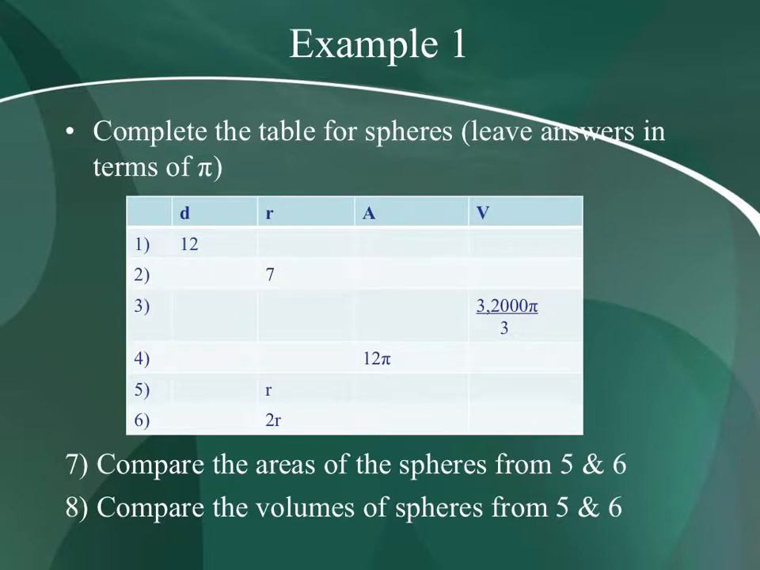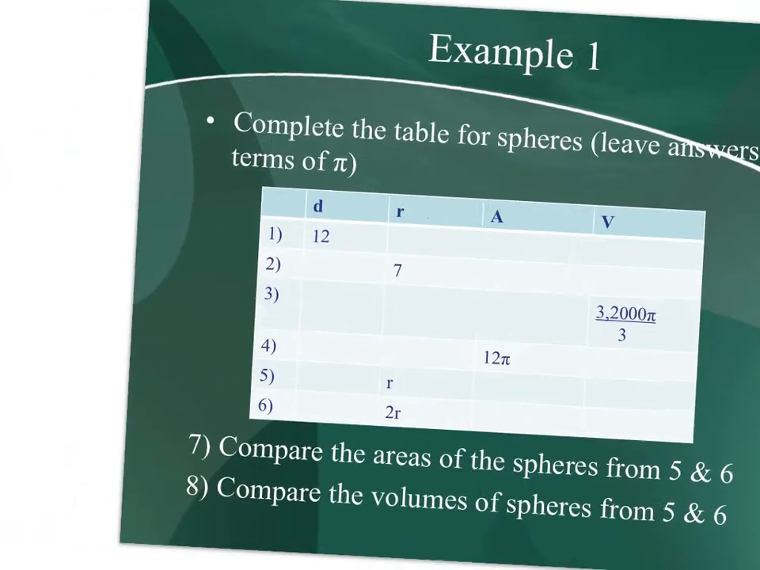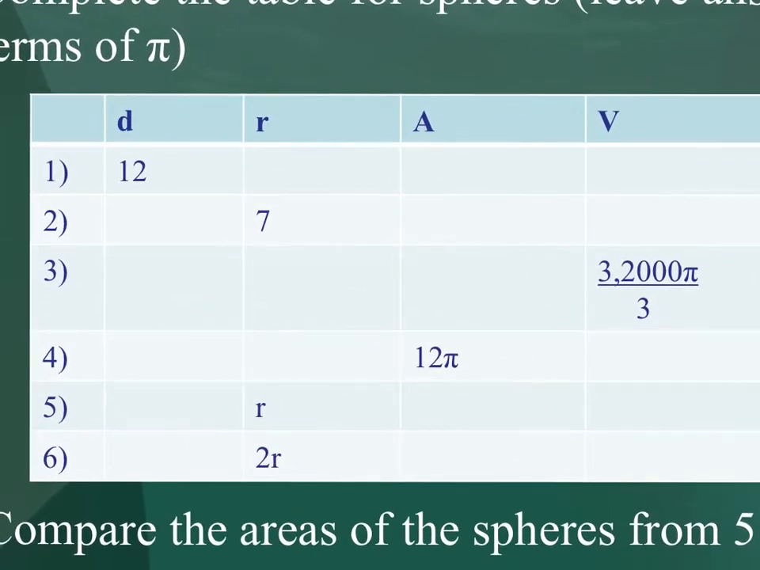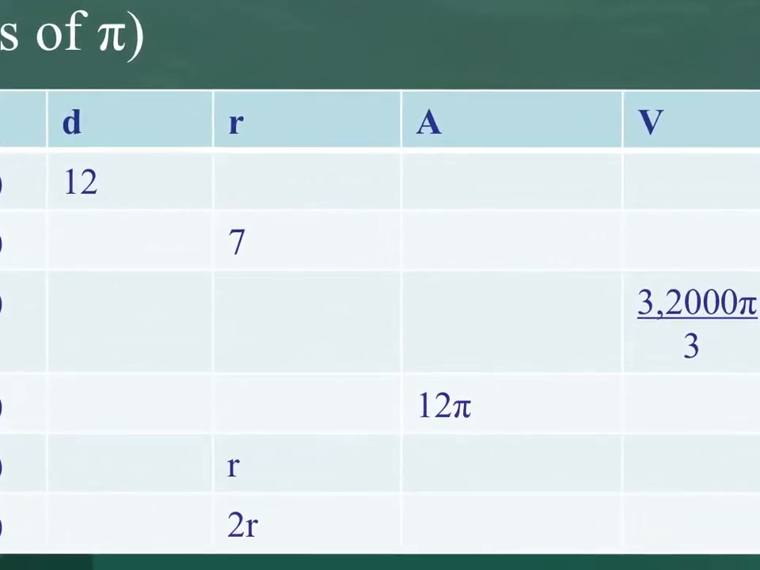All right, so complete the table for spheres and leave your answers in terms of pi. Sometimes it's going to give you diameter, sometimes it's going to give you radius, area, and sometimes volume. You've got to work one way or the other, okay? These are problems done in a horizontal row. If number 1 gives you that the diameter is 12, what would the radius be? 6. And then the area is 4 pi times the radius squared, 4 times pi times 36.